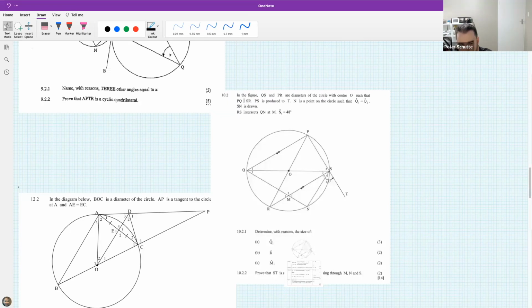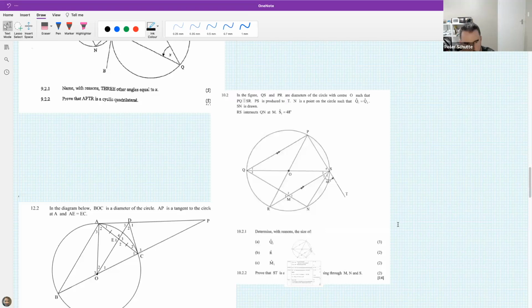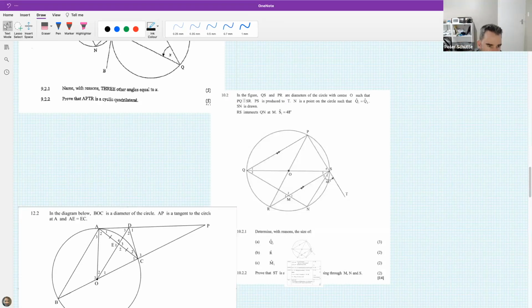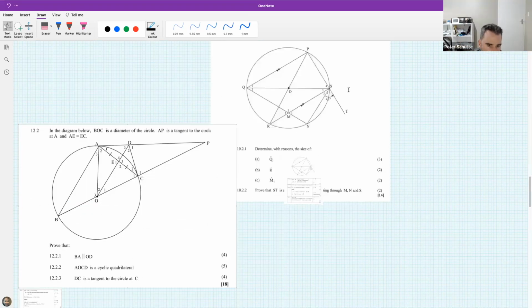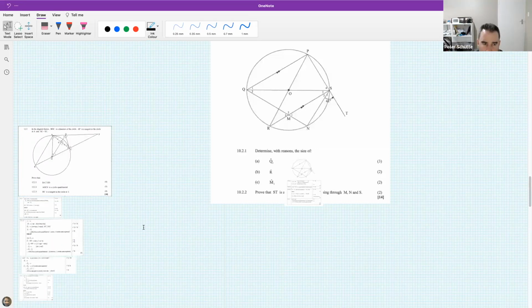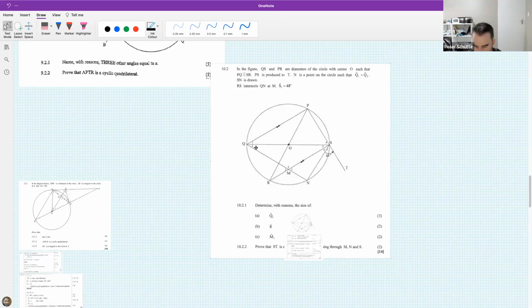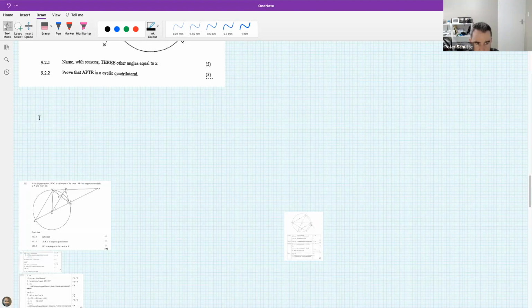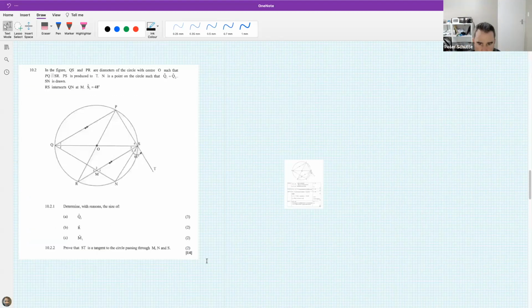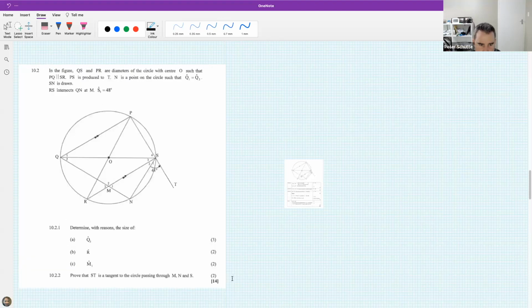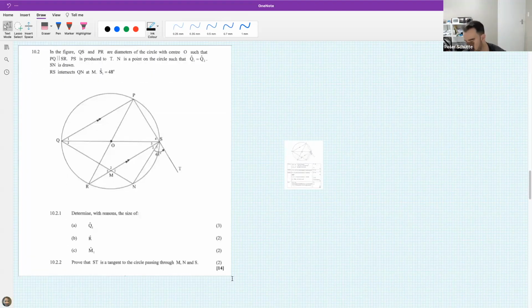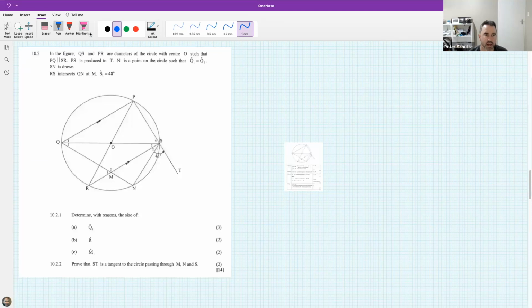So while we are waiting for this other thing to get off the screen, let's look at what could make a question more difficult. Okay, so I've got that. All right, so here is another question. In this question, we have diameters of the circle. So let's have a look at them.